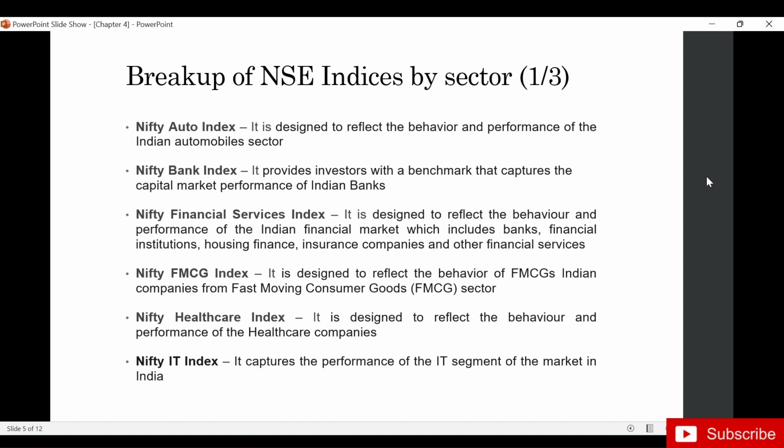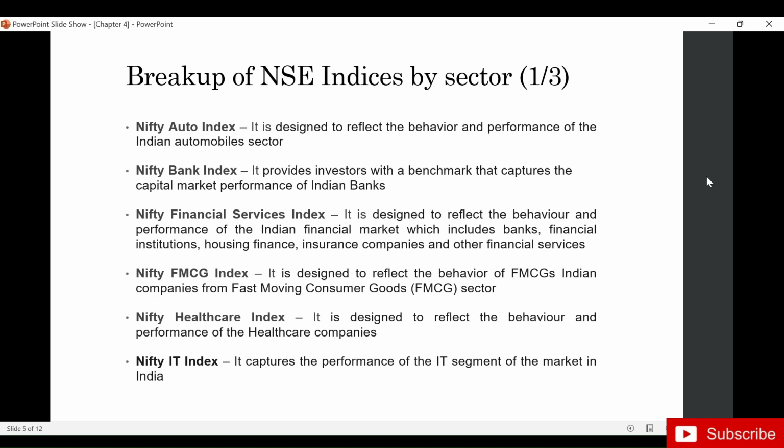The third index is the Nifty Financial Services Index. This index reflects the behavior and performance of the Indian financial market, which includes banks, financial institutions, insurance companies, housing finance, and other financial service companies. The next index is the Nifty FMCG Index, which is designed to reflect the performance of the Indian FMCG, that is fast moving consumer goods companies. Next is the Nifty Healthcare Index. This particular index is designed to reflect the performance of the Indian healthcare companies.